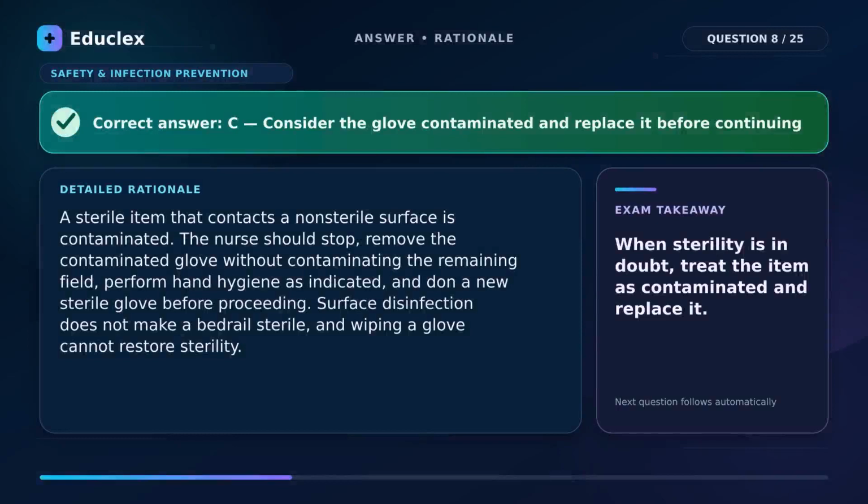The correct answer is C. Consider the glove contaminated and replace it before continuing. Here is the rationale. A sterile item that contacts a non-sterile surface is contaminated. The nurse should stop, remove the contaminated glove without contaminating the remaining field, perform hand hygiene as indicated, and don a new sterile glove before proceeding. Surface disinfection does not make a bed rail sterile, and wiping a glove cannot restore sterility. Exam takeaway. When sterility is in doubt, treat the item as contaminated and replace it.